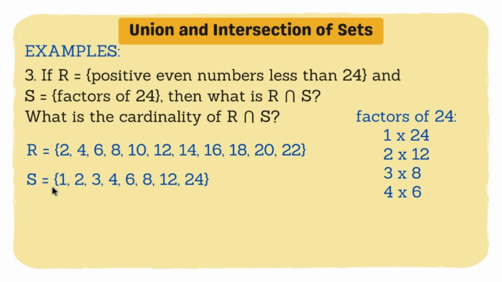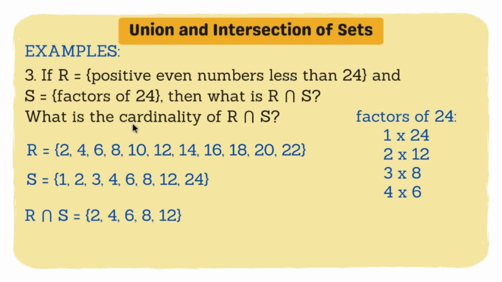Okay, ano po yung nakikita nating common dito? Alright, nakita ko po yung 2 kaagad, and then 4, ano pa po? 6, 8, we have 12, and meron pa ba? Okay, so yun lang po yung mga elements natin. So our answer is the intersection or R intersection S is equal to the elements 2, 4, 6, 8, and 12.